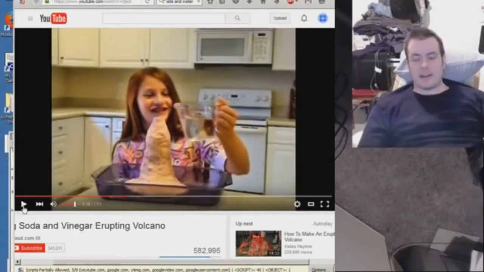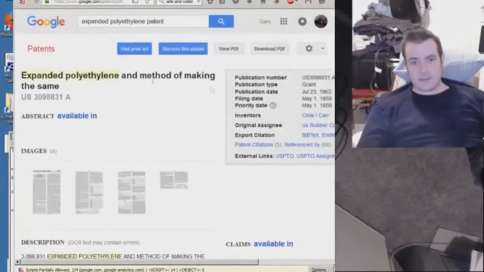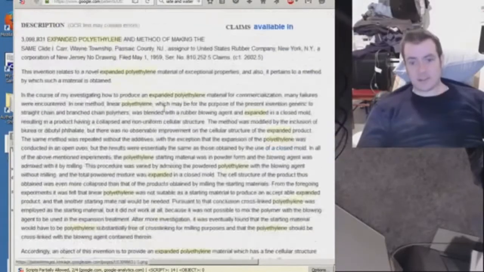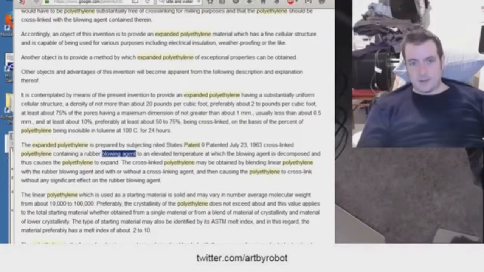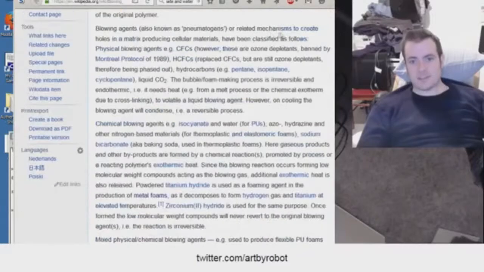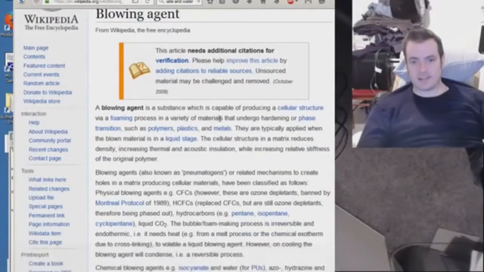It's not a theory. I'm reading patents, U.S. patent after U.S. patent after U.S. patent. These are actual patents, and they have actual drawings of actual machines and actual blowing agents. In this case, the blowing agent would be a chemical reaction. It talks about blowing agents. A blowing agent is a substance which is capable of producing a cellular structure by a foaming process.